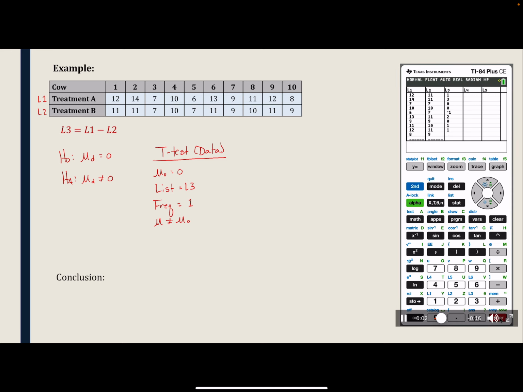So we put the data into L1 and L2. Oops, here, let me subtract. Let me go back for a second. I put the data into L1 and L2, and then I did L3 with L1 minus L2 and got that column of differences. So then I'm going to go to stat, tests, and do a t-test. Again, we want to make sure that we have chosen data, that the list says L3, and don't forget to double check your symbol matches your alternative hypothesis. And then we will calculate.